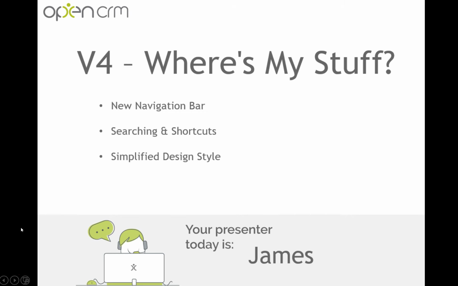So, we've taken a look at 3 things within version 4: Where's My Stuff. The streamlined navigation bar, which replaces our module tabs and our previous widget bar within OpenCRM version 3, changes to the way that we search, and some shortcuts that we've built in to make that process a little bit smoother, quicker and easier. And lastly, the new design style, giving us a fresh and modern feel to OpenCRM, which we're sure you'll all agree looks absolutely fantastic.